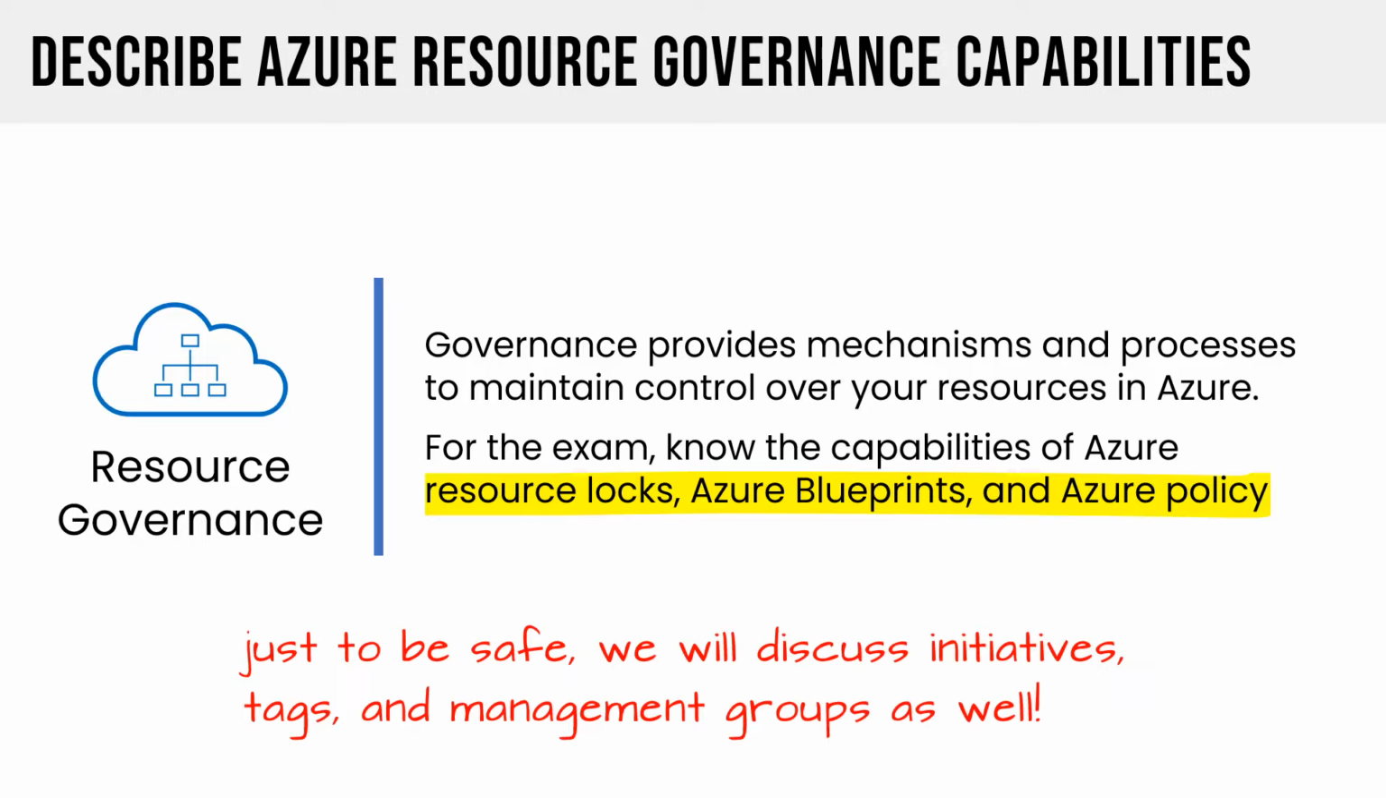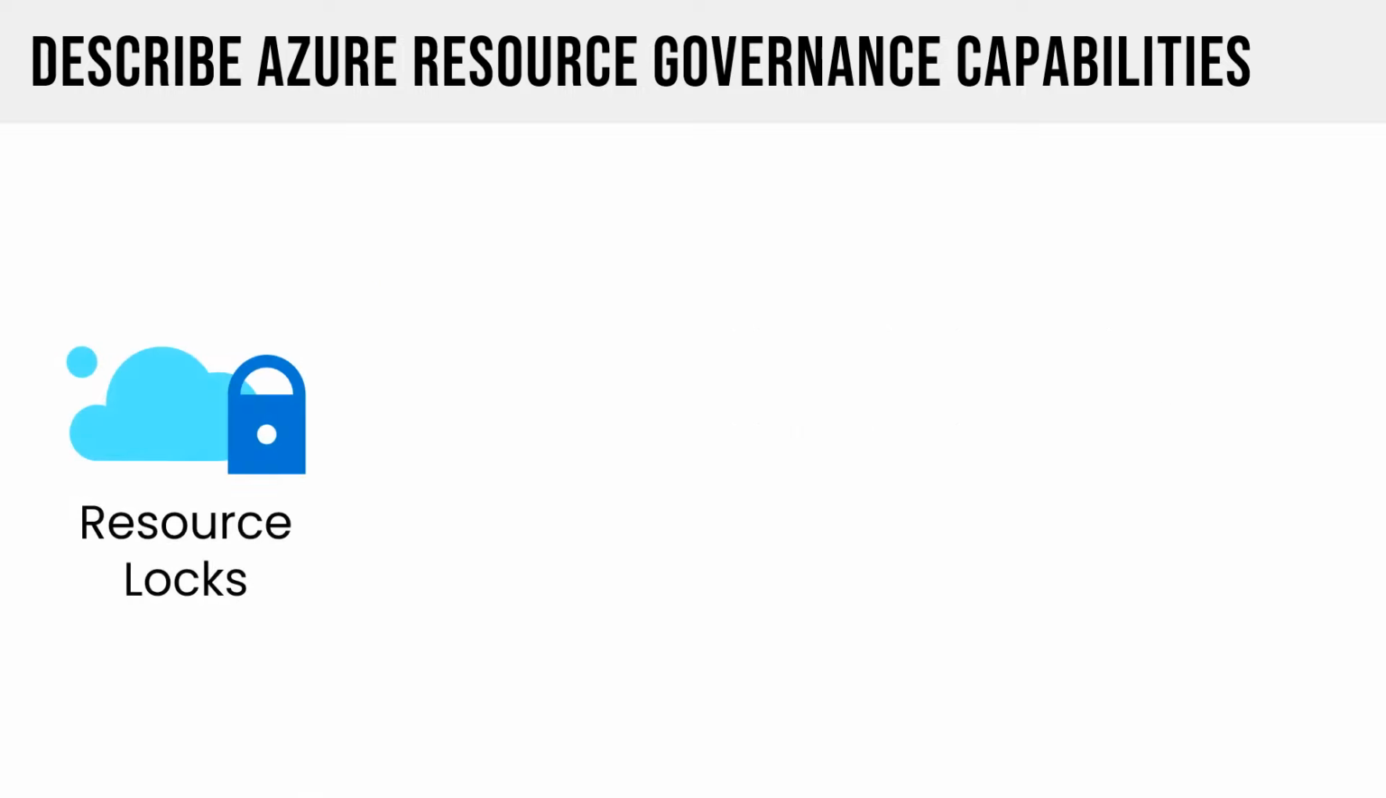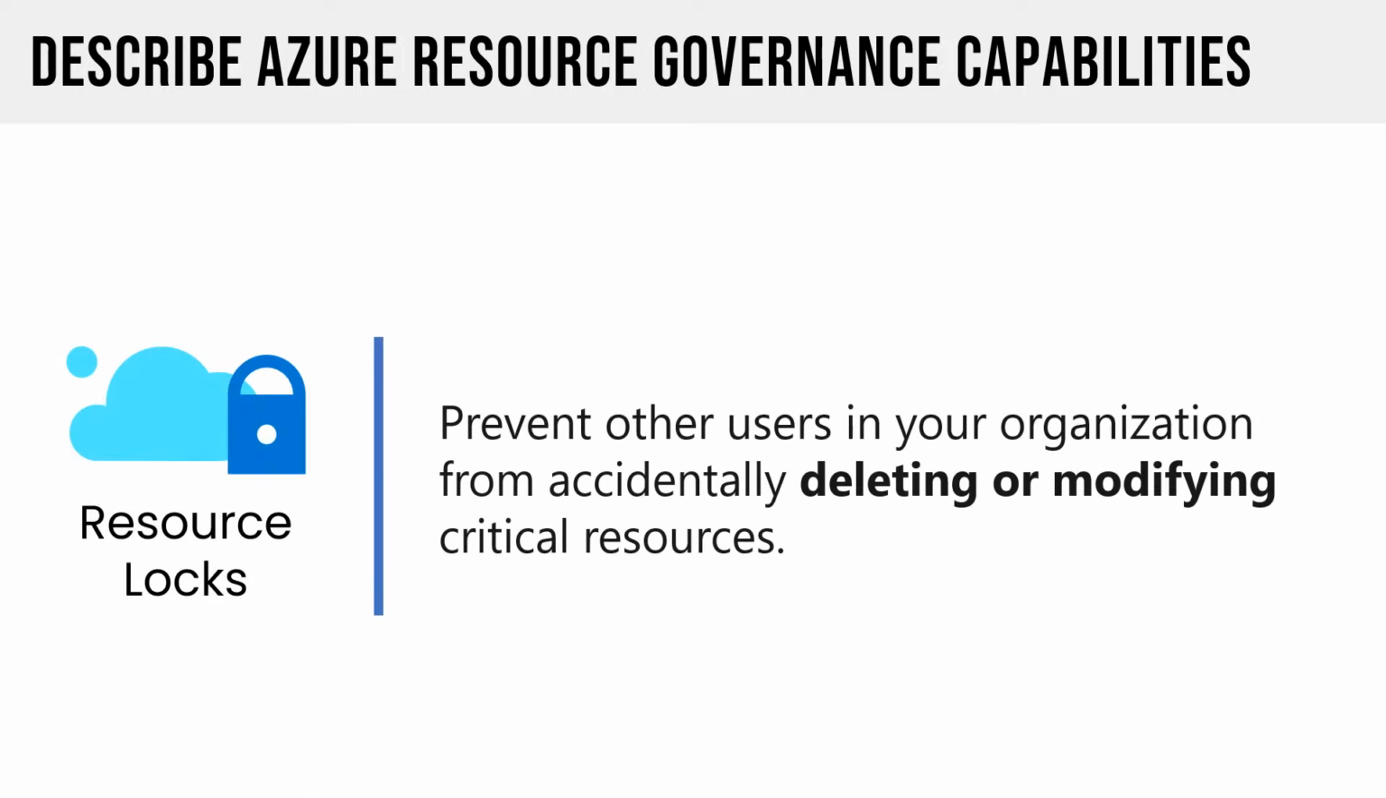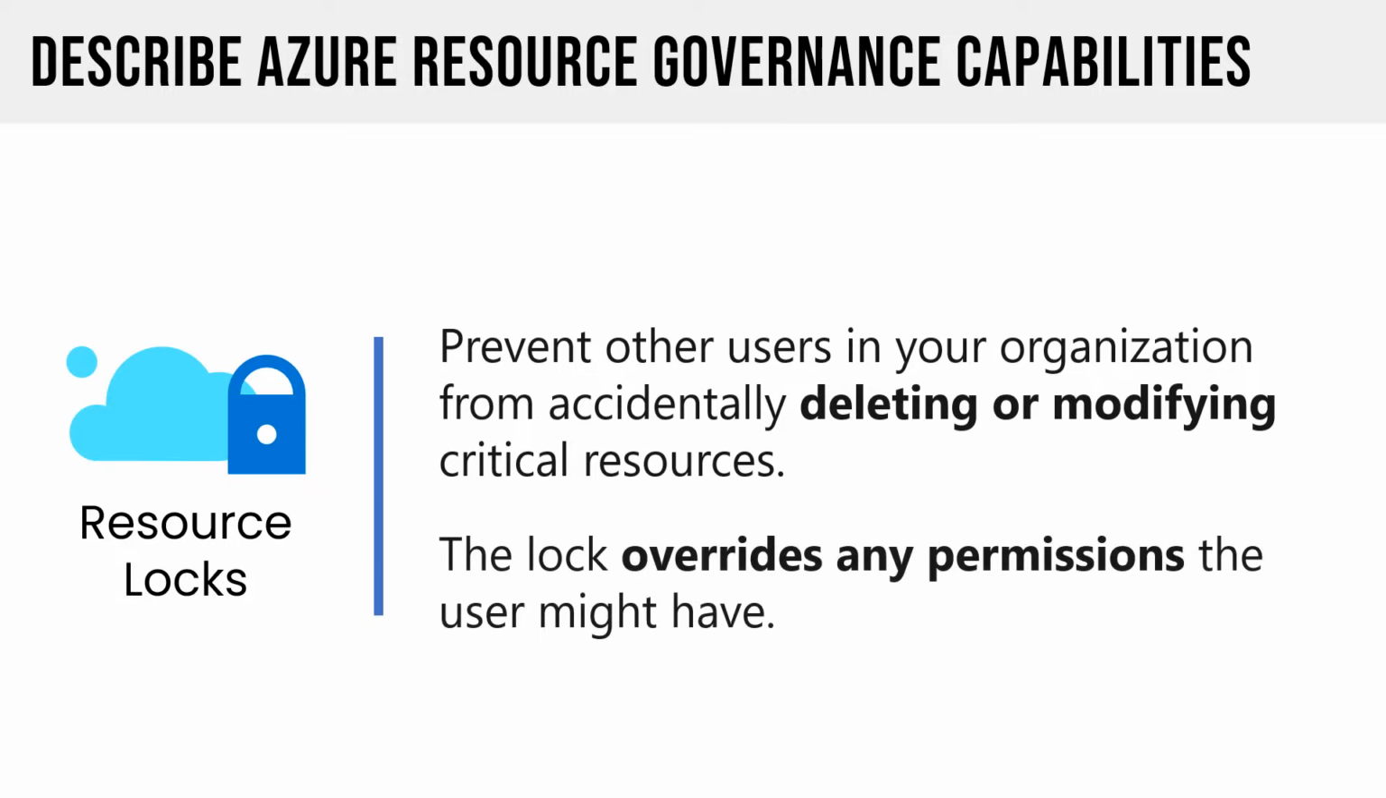We're going to talk a bit about logical constructs in Azure and the scope of our policies and RBAC, etc. If you've already taken the AZ-900 exam and seen my course over there, you're going to have seen some of this already, but if not, just to be safe, I want to make sure you have the full picture for exam day. So resource locks prevent other users in your organization from accidentally deleting or modifying critical resources. The lock overrides any permissions the user might have. But it's all about preventing unwanted deletion and changes, and we're overriding permissions with resource locks.